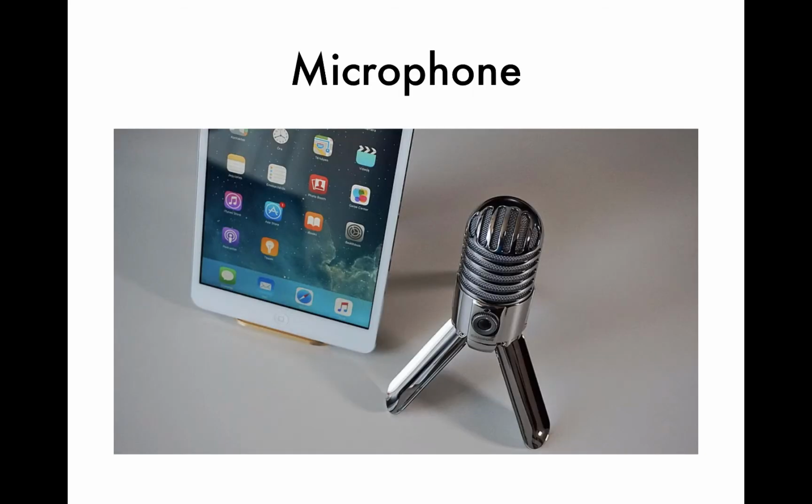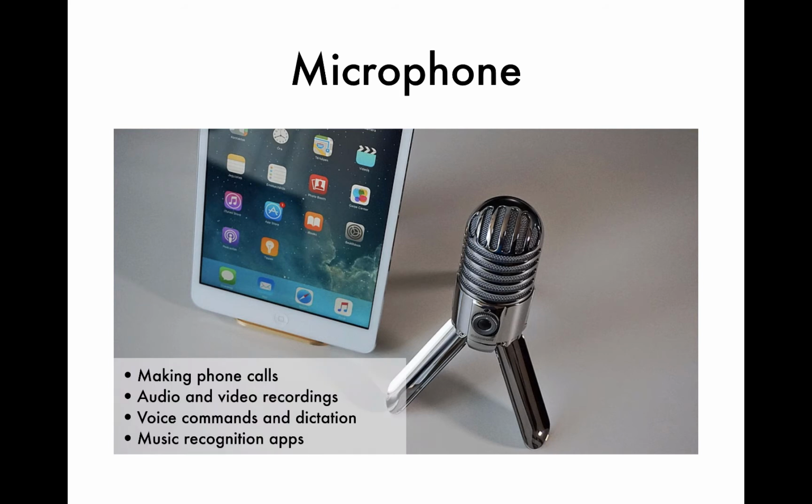Let's talk first about some of the most obvious sensors on smartphones. This first one is probably the most obvious, since if your phone doesn't have a microphone, it can't really be called a phone. Of course, the microphone is used for making phone calls, but it has other uses as well. It's used for audio and video recordings. It's used for voice commands and dictation. And it's used in music recognition applications like Shazam.